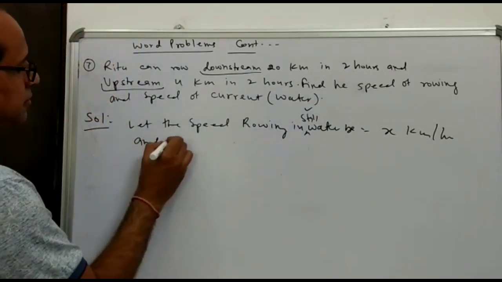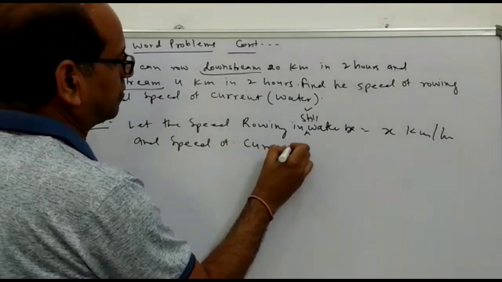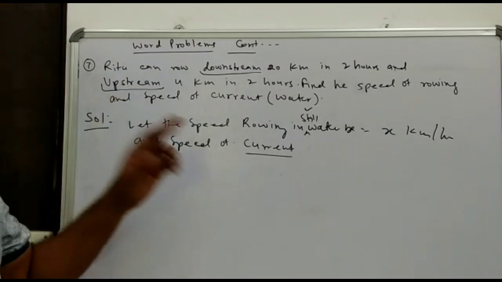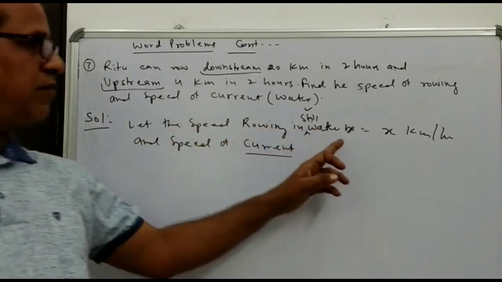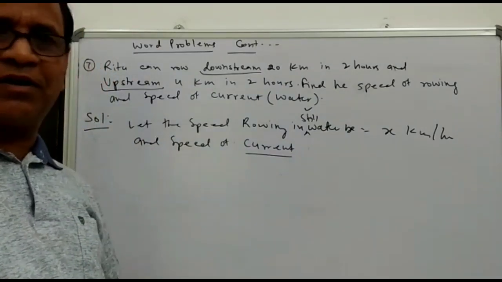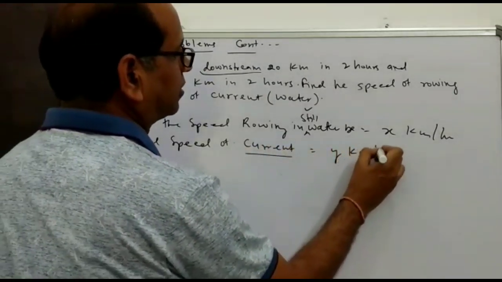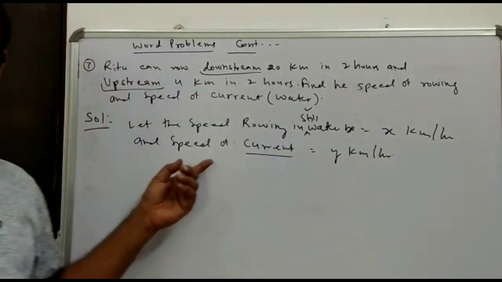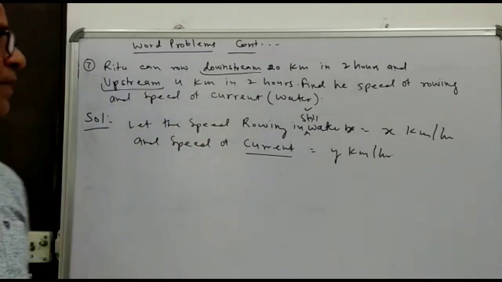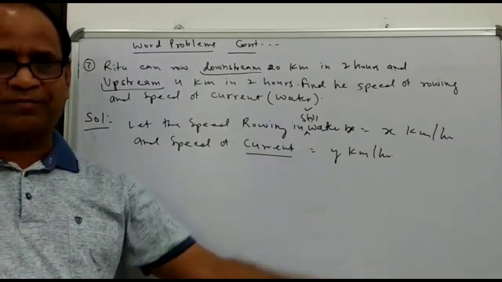and the speed of current. Now here current means the water flow. Now if the same person is rowing in still water, then his speed is x kilometer per hour. But if he is rowing in a river, in flowing water, whose speed is y kilometer per hour, then in that case, whenever the rowing is done in flowing water, the speed changes. It depends on the direction of the rowing.